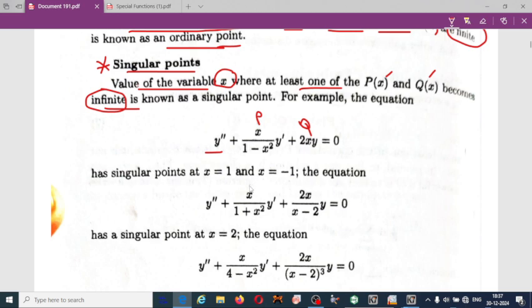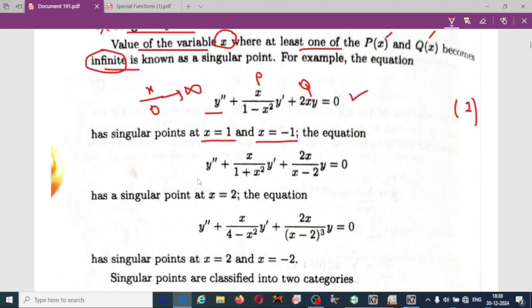At what value of x may p or q become infinite? When you put x equal to 1 or x equal to minus 1, then p, which is x divided by 1 minus x square, has a denominator of 0. That is x divided by 0, which will be infinite. Then this is called a singular point. So x equal to 1 or x equal to minus 1 are singular points for this differential equation. This is equation 2.